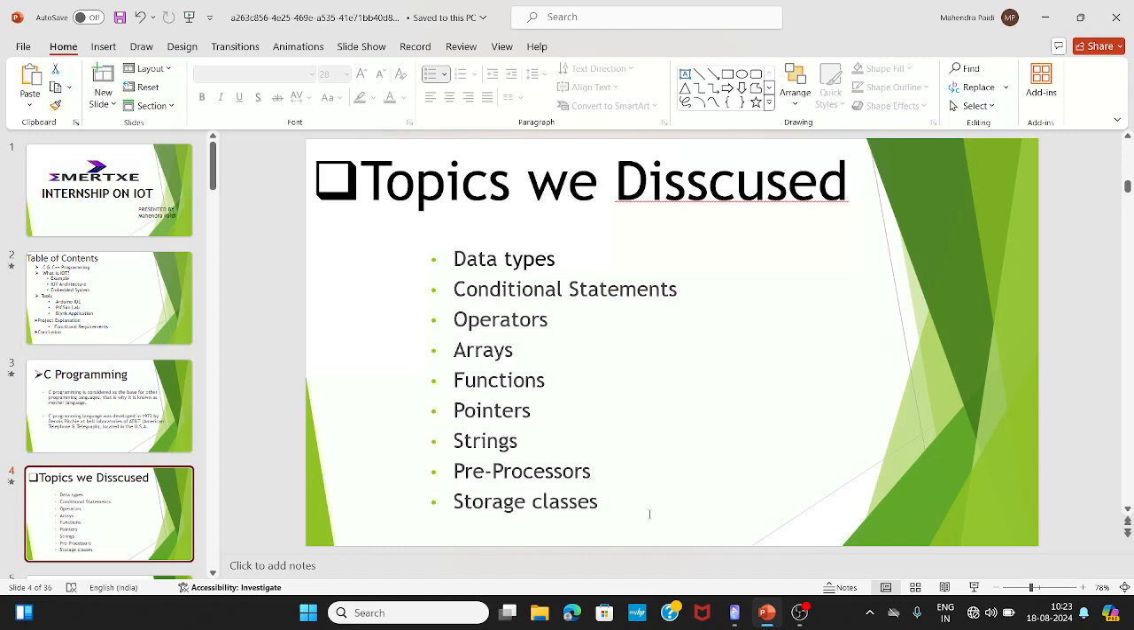Storage class. C storage classes are used to describe the features of a variable or function. These features basically include the scope, visibility, and the lifetime, which help us to trace it.